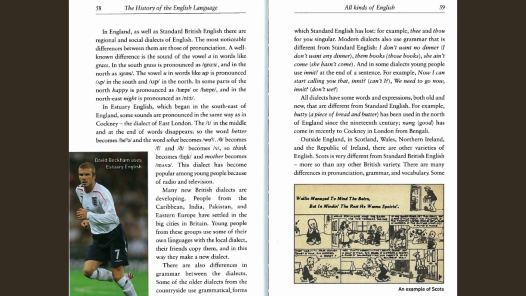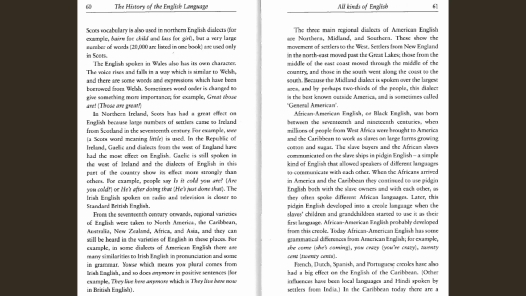Outside England, in Scotland, Wales, Northern Ireland and the Republic of Ireland, there are other varieties of English. Scots is very different from standard British English, more so than any other British variety. There are many differences in pronunciation, grammar and vocabulary. Some Scots vocabulary is also used in Northern English dialects.